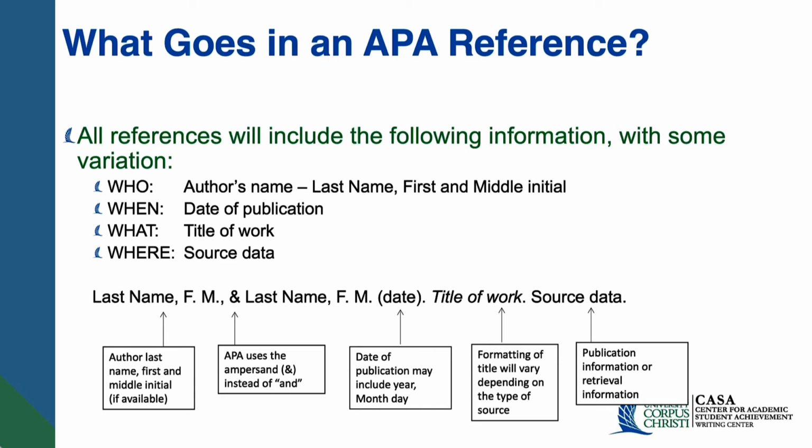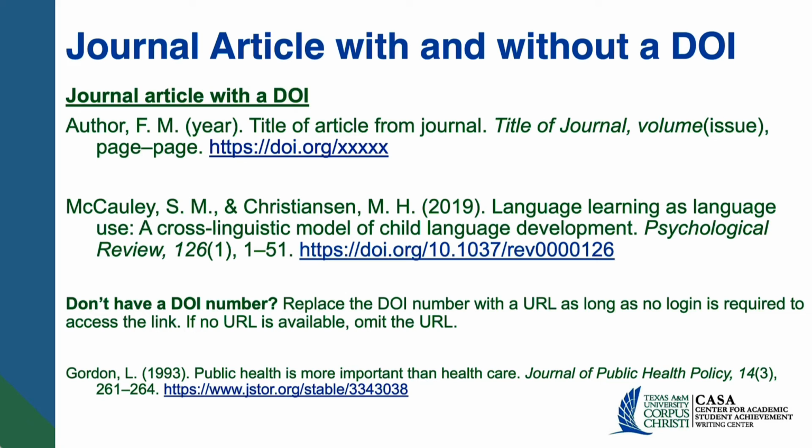Let's look at an example of a citation in APA. A journal article is what you may be most familiar with. This is going to be an article that you pull out of the library databases.